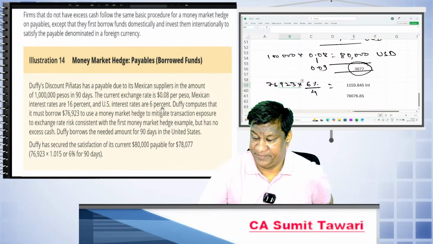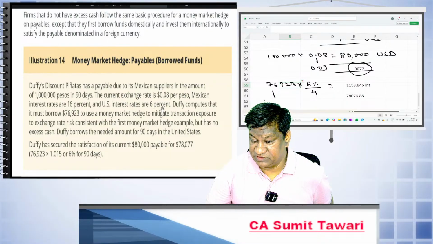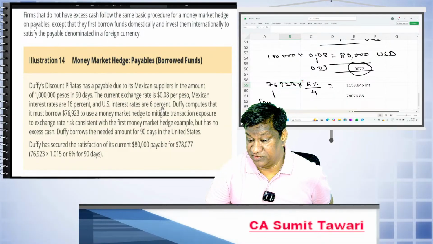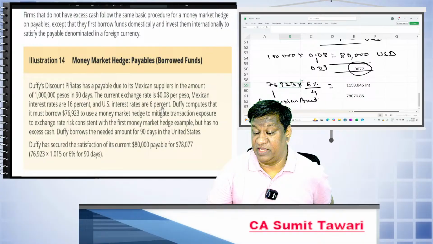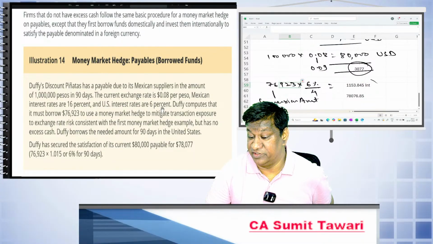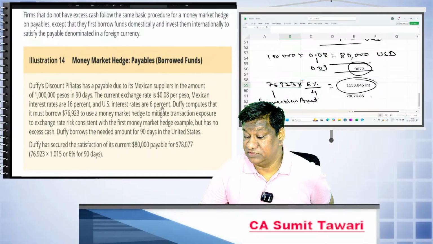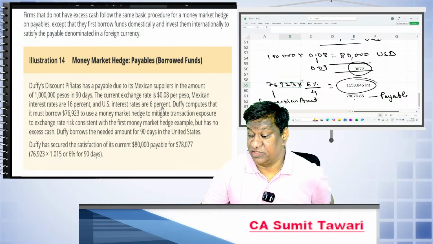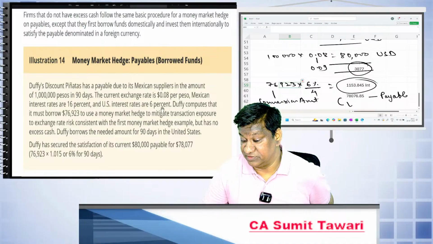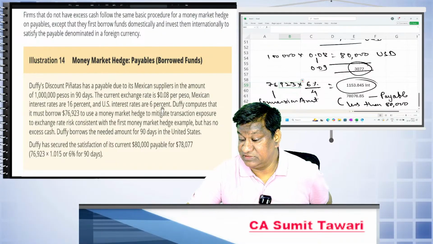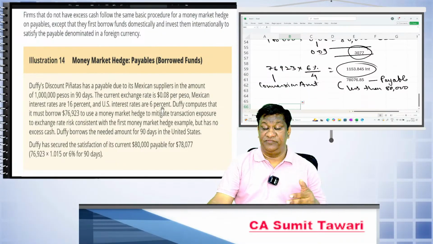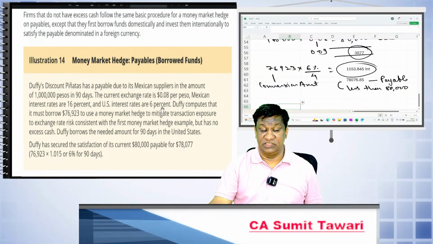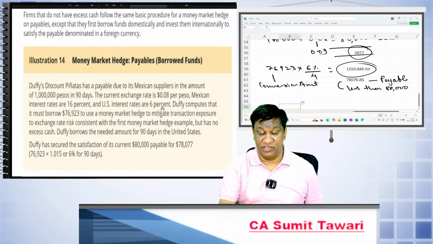And 76,923 is basically the conversion amount. As I don't have surplus money, I need to borrow the fund, which attracts additional interest of 1,153.85. So in that situation, my total payable is 78,076. Okay, it is again less than 80,000. So even if I borrow the fund, the money market hedge is still preferable in this scenario, whatever the numbers we have.